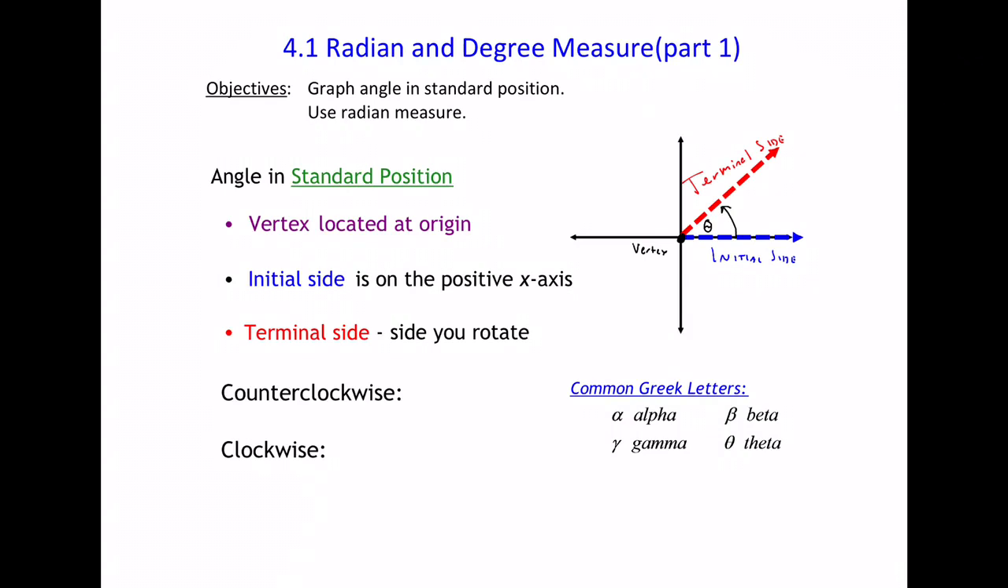Some other Greek letters you'll see on the bottom here, alpha, beta, gamma. Those will be all ones that we start to use in the trig sections. Angles can be drawn in two different directions. If we go counterclockwise, it will be a positive angle. And if we go clockwise, it will be a negative angle. So it is important to make sure you draw which direction that terminal side is actually going.